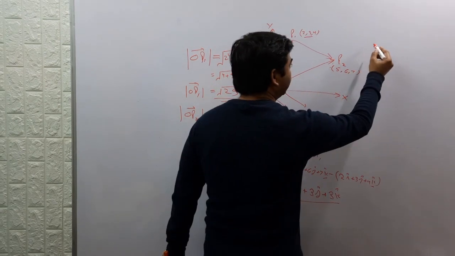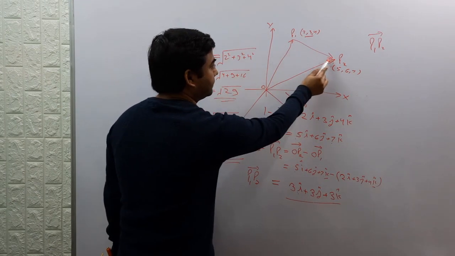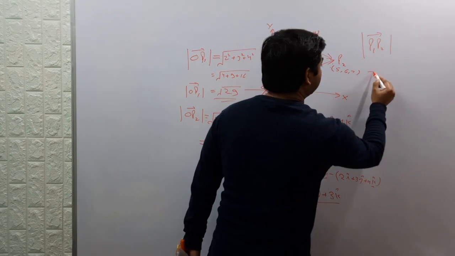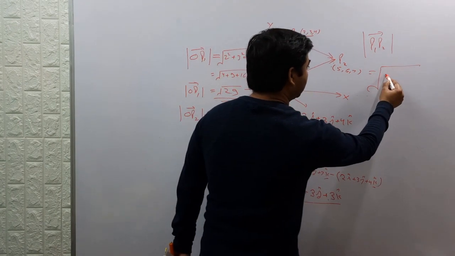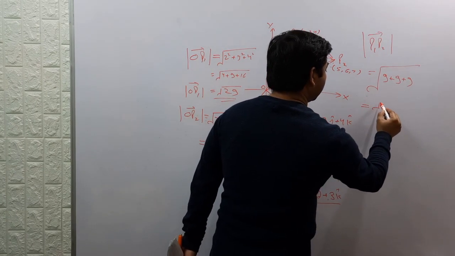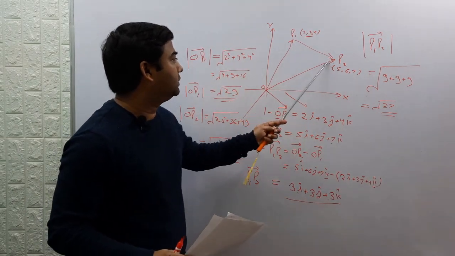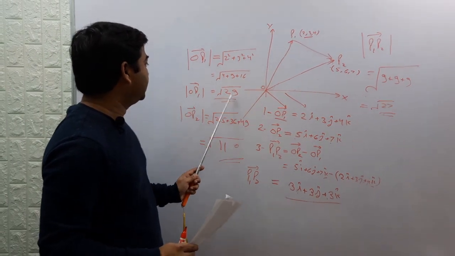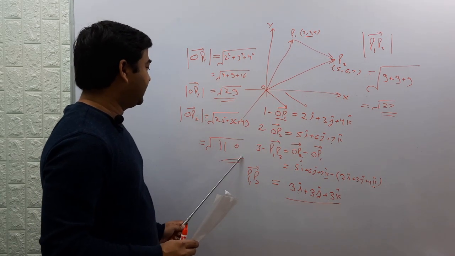Now similarly we will find the modulus of P1P2, which is 3i, 3j, 3k. The modulus of P1P2 is under root 3 square plus 3 square plus 3 square, that is 9 plus 9 plus 9, under root 27. So the modulus of P1P2 is under root 27, the modulus of OP1 is under root 29, and the modulus of OP2 is under root 110.